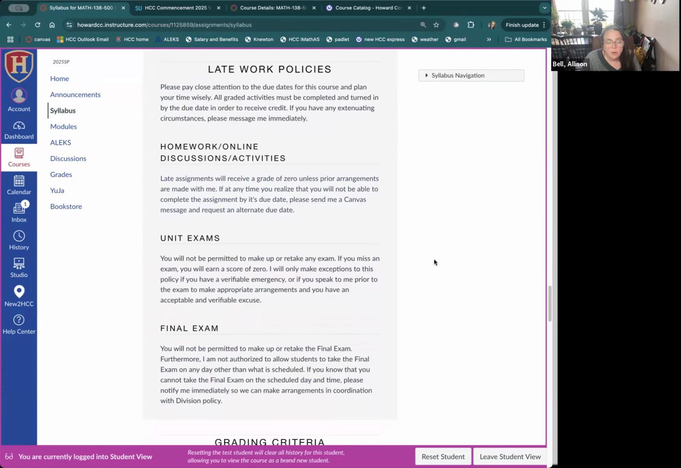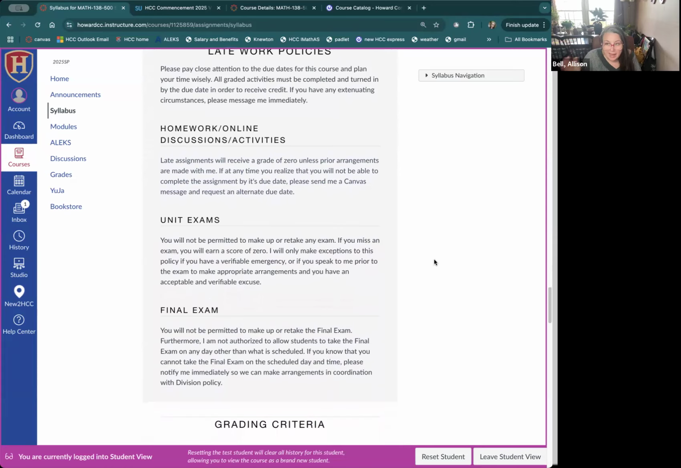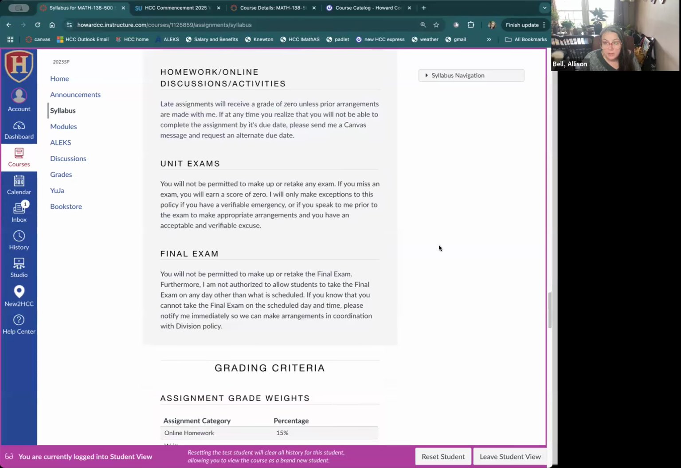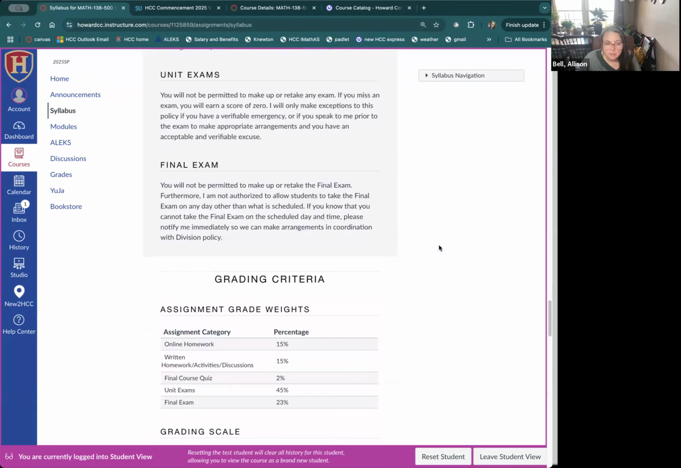In terms of late work policies, I want to be crystal clear that your homework and online homework all have a due date, and all of it can be submitted after said due date for credit. You want to be sure to keep up with these due dates because the class is 7 weeks long, and if you are not keeping up, then you will fall behind. Unit exams and final exams absolutely cannot be taken late. We will have all kinds of scheduling assignments to help you prepare for that.